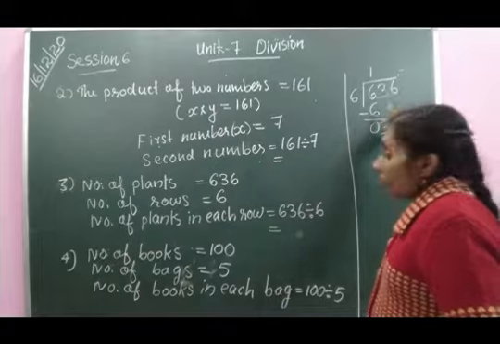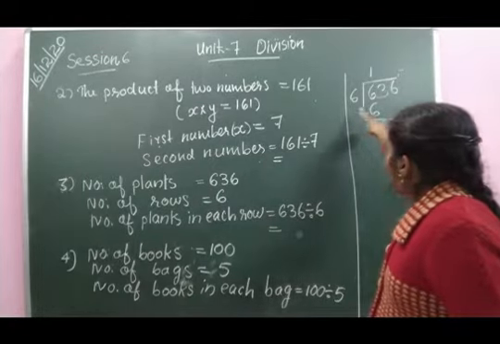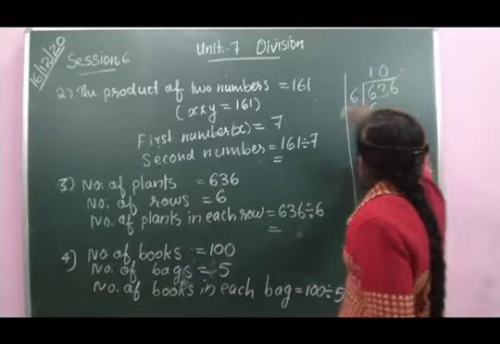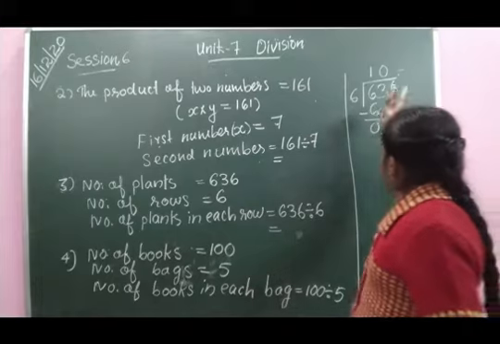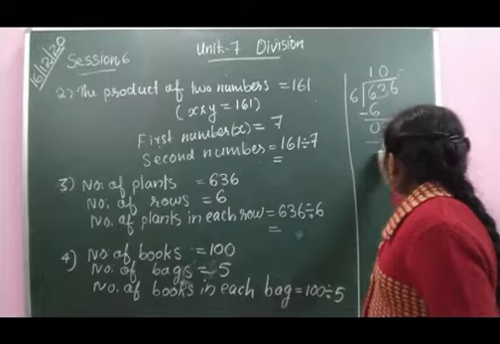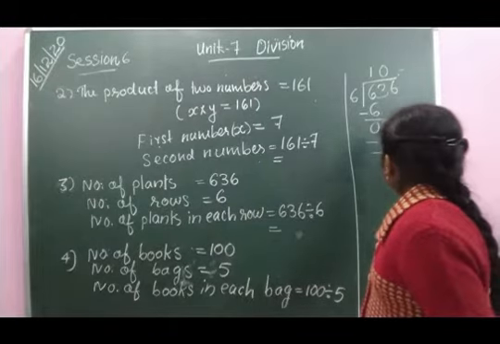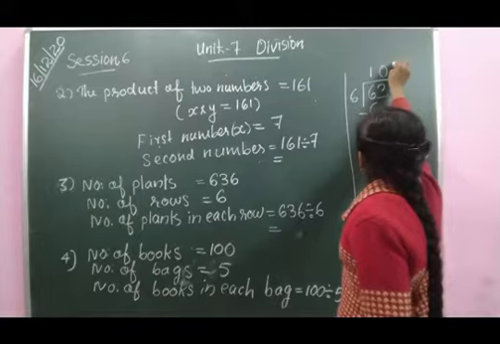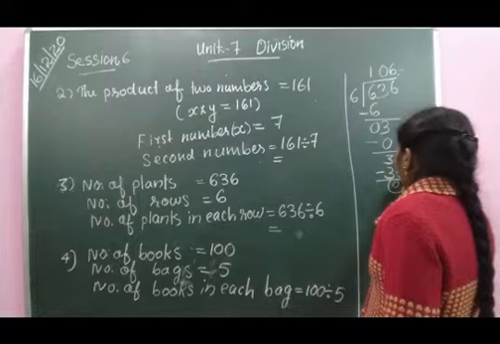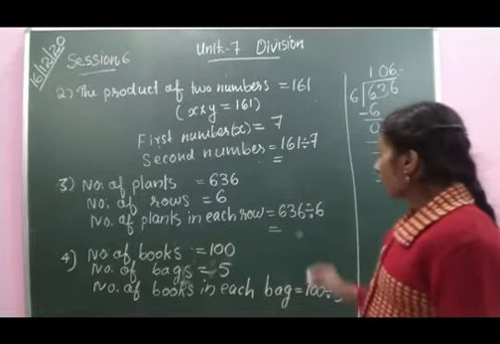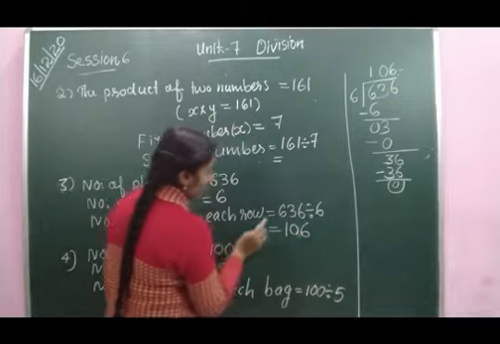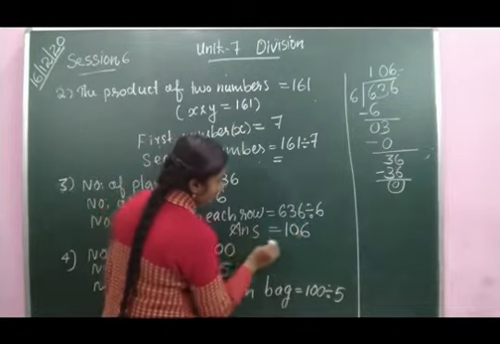No, that 3 comes from the dividend. That 3 is smaller than 6. So we have to place 0 here in the place of quotient. Then same process, 0 divided by 6, 0. Then do the subtraction, 3 minus 0, 3. Then 6 comes down. Here 6 sixes are 36. 36 minus 36, 0. Then how many plants are there in each row? 106. That 106, that is the answer.